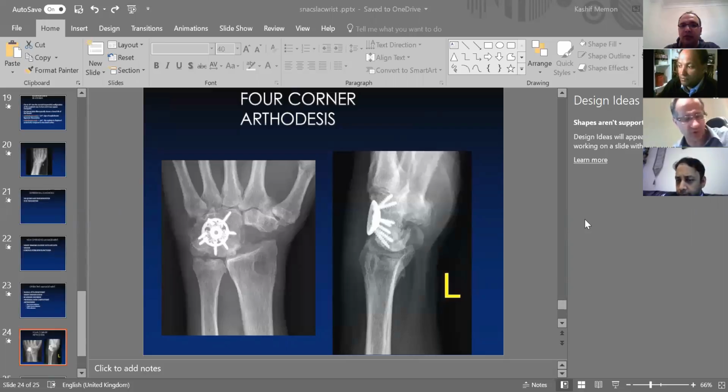Sorry, just one more option. Go ahead. Pancarpal fusion from the distal radius across to the metacarpals, used only for patients that have severe arthritis with a stiff wrist, but are in the manual labor phase of their life. That's another option. Again, you just need to think about the options. Kashif is correct, four-corner fusion is usually the one you go for. Good, thank you very much.